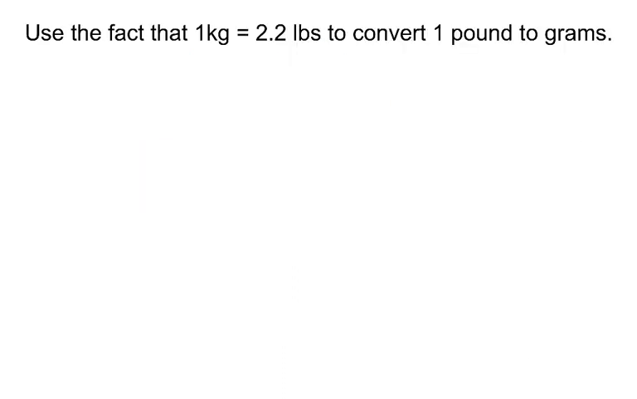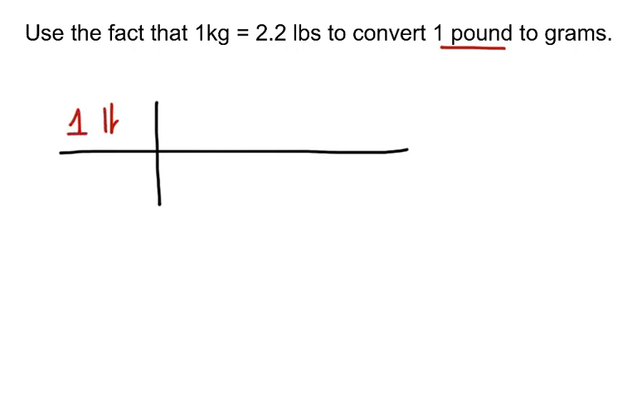Okay, this time we're going to use the fact that 1 kilogram equals 2.2 pounds to convert 1 pound into grams. Again, be organized, be patient. It's going to take a few steps. That's okay. First, we start by setting up the place where all our values are going to go. And the thing that we were given to begin with is 1 pound. We're converting 1 pound. We're going to start with 1 pound, and we're going to end up with grams. So my 1 pound, and you can write pound or you can write LB, either one, goes there.